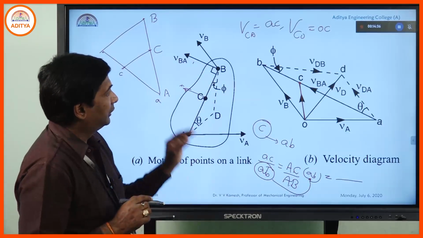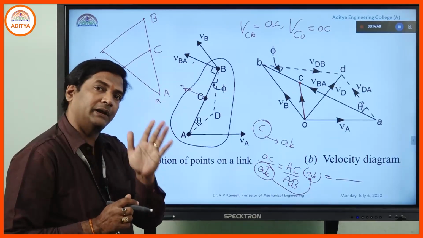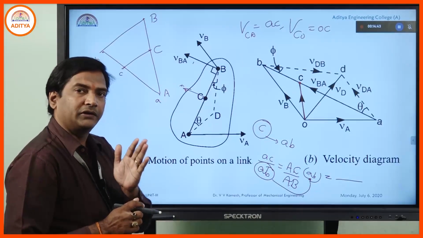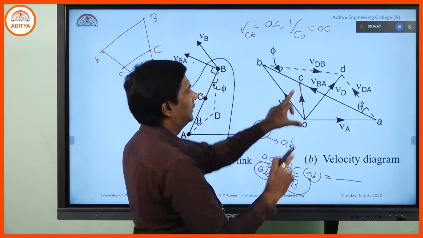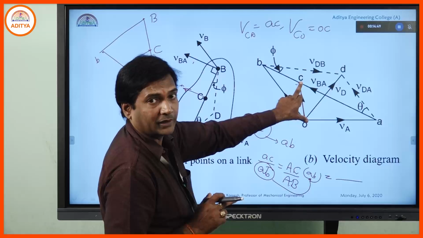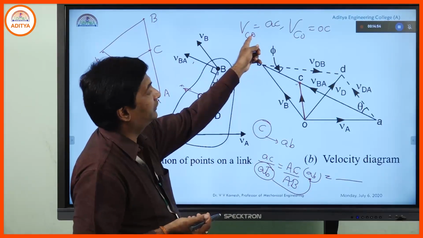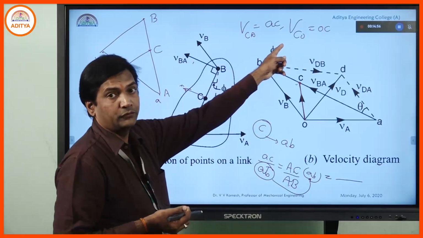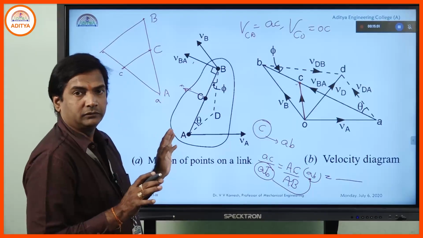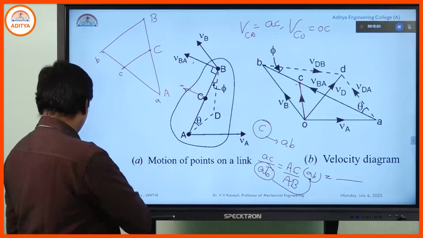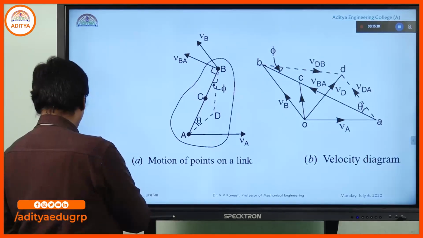Like this, whatever the relative velocity of a particular point with reference to any secondary point we need to identify, simply join with that in the velocity diagram, then measure this length, make it scaled, and identify the value of VCA, the value of VCO. From the chart, it is very easy to calculate.